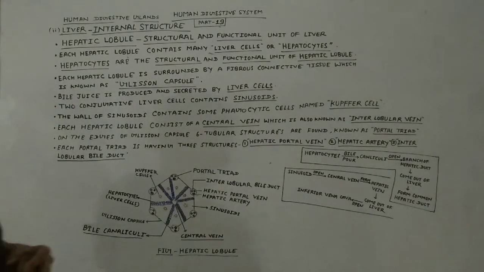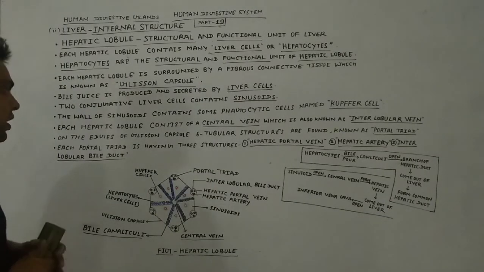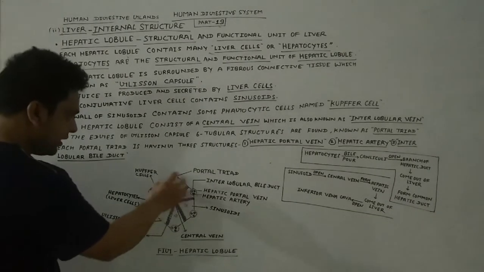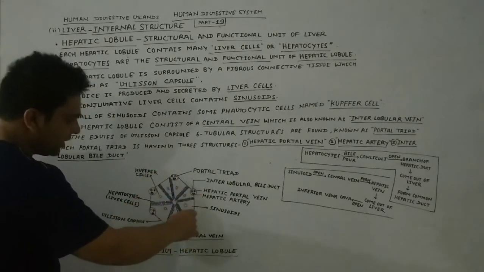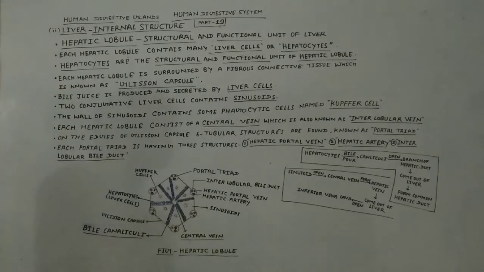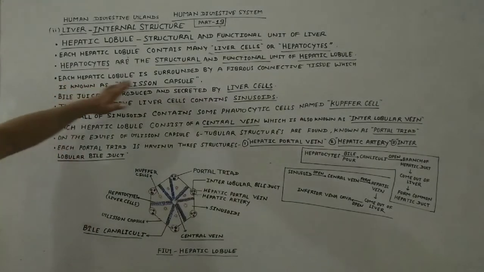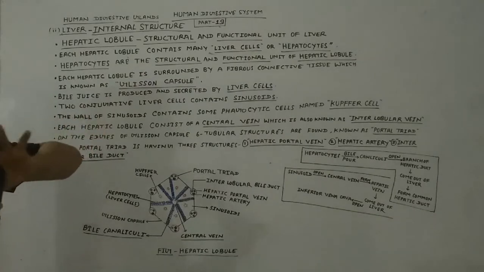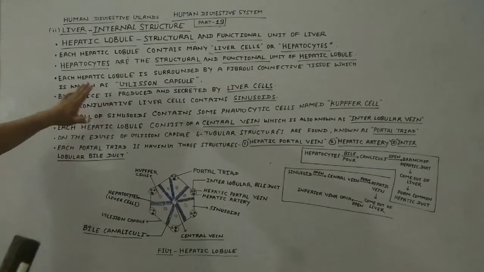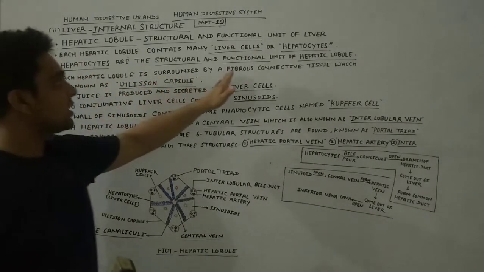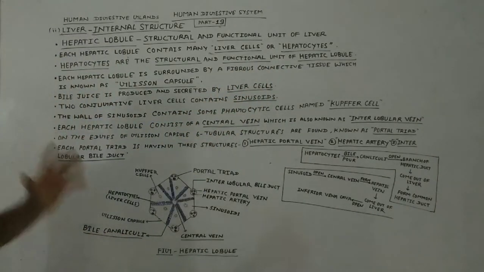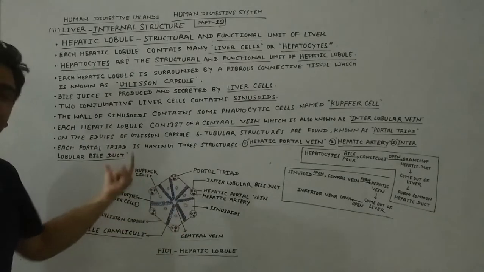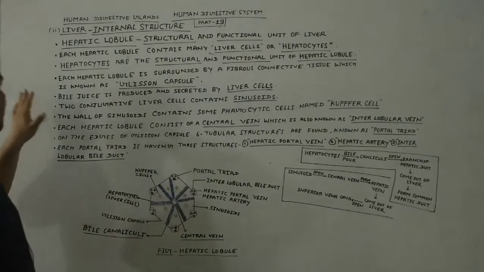Each hepatic lobule is surrounded by fibrous connective tissue, which is known as Glisson's capsule. You can see here the hepatic lobule, and it is surrounded by fibrous connective tissue known as Glisson's capsule. So students, keep in mind what Glisson's capsule is: it is a special type of fibrous connective tissue that surrounds a hepatic lobule. Clear? Okay, students.